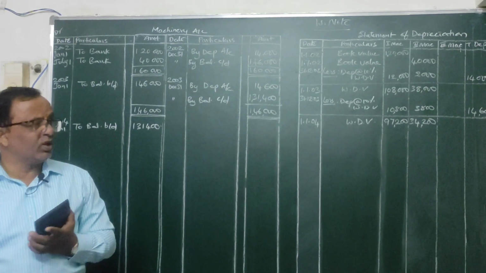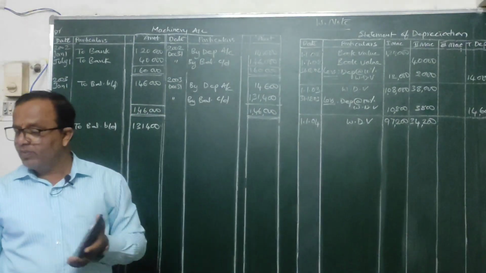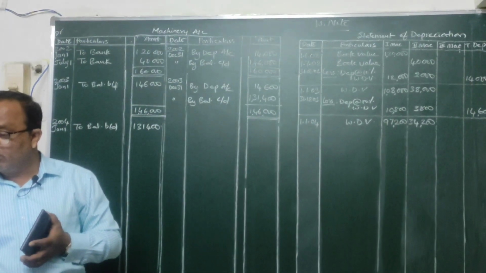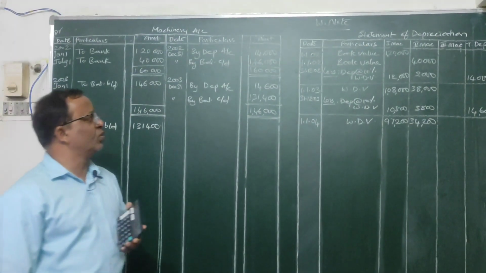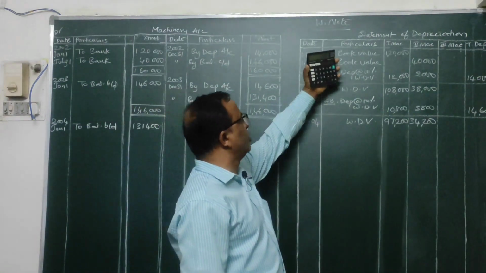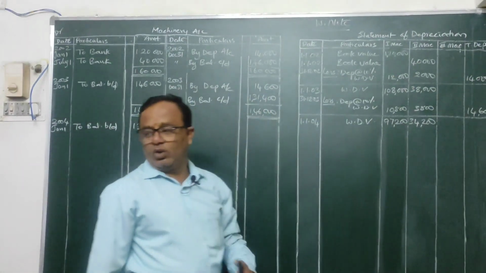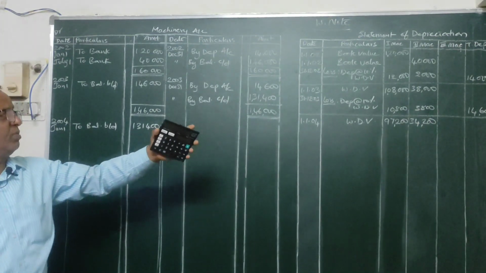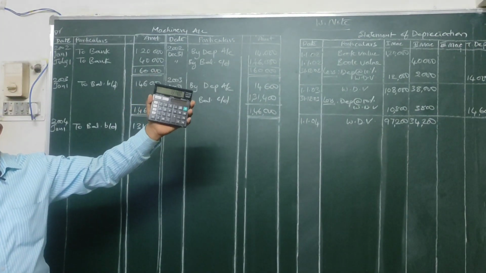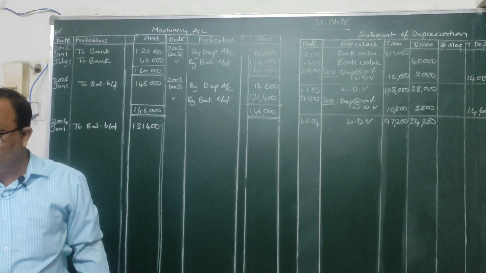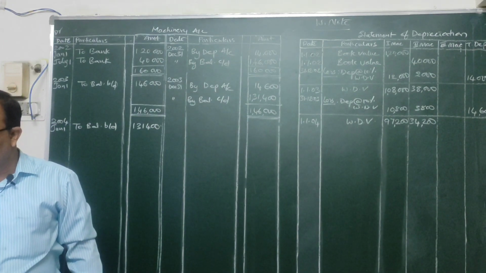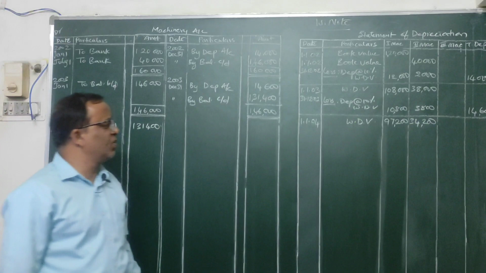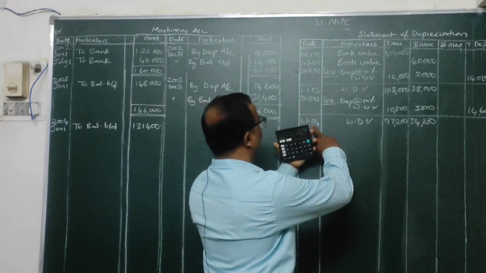On 1/1/2004, that means on this particular very day, the machine purchased on 1/1/2002. Which machine is that one? On 1/1/2002 means the first machine. Okay. So on this particular very day, on 1st of January 2004, the machine purchased on 1/1/2002 was sold for 57,200.